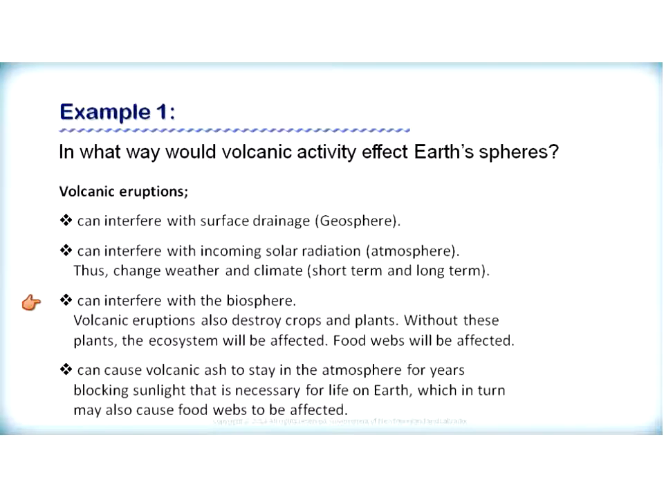Volcanic eruptions can also interfere with the biosphere. Volcanic eruptions can destroy crops and plants. Without the plants, the ecosystem will be affected, and food webs will be affected in certain areas. Lastly, volcanic eruptions can cause volcanic ash to stay in the atmosphere for years, blocking sunlight that is necessary for life on Earth, which in turn may also cause food webs to be affected. And if the volcanic eruptions are wide-ranged and spread throughout the world, they could cause food webs to collapse over time. This is one piece of evidence that could possibly explain extinctions in the past.